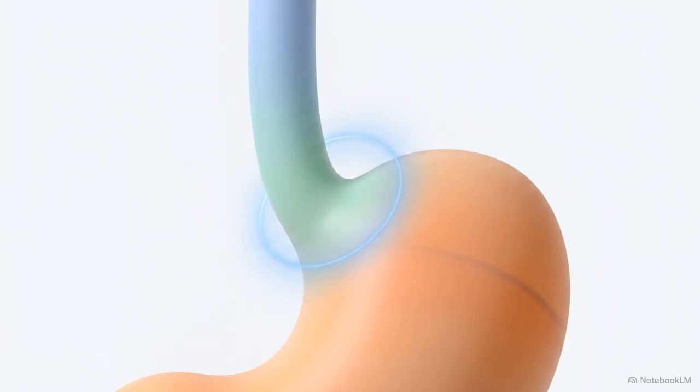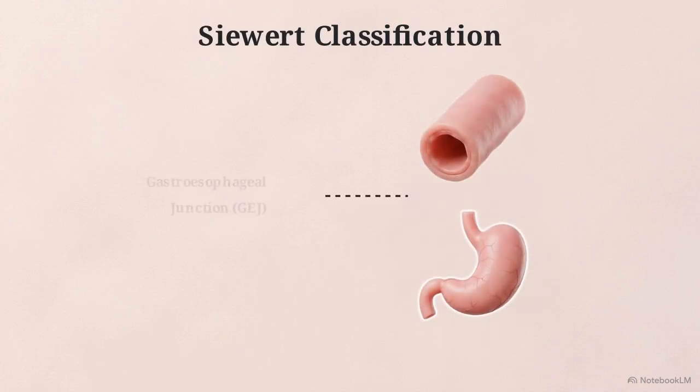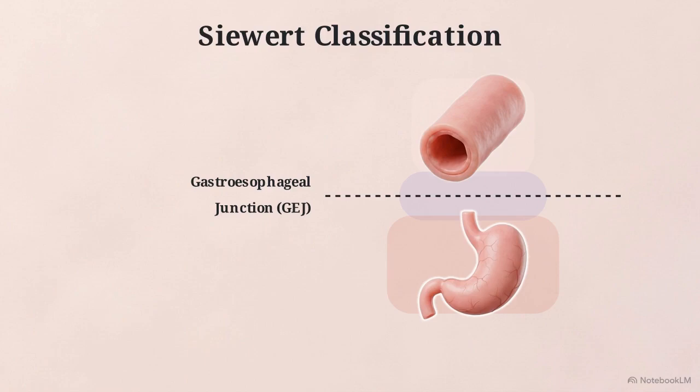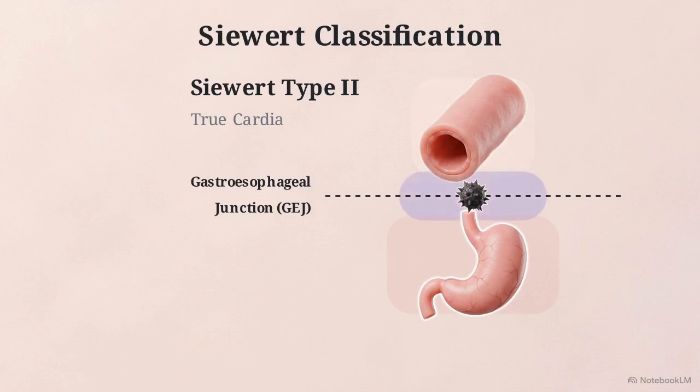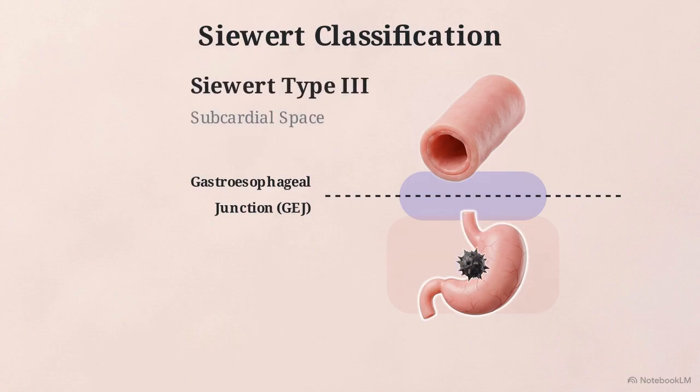The first variable is precise anatomical location, starting at the specific region connecting the esophagus to the stomach, the gastroesophageal junction. This diagram outlines the Siewert Classification, the primary topographical system used exclusively for staging tumors within this transition zone. Siewert type 1 tumors originate here, in the distal esophagus. These frequently arise from Barrett's esophagus. Dropping down, Siewert type 2 tumors are situated exactly at the true anatomical cardia. Finally, Siewert type 3 describes subcardial gastric carcinomas. These originate below the junction line and invade upward into the esophageal space.